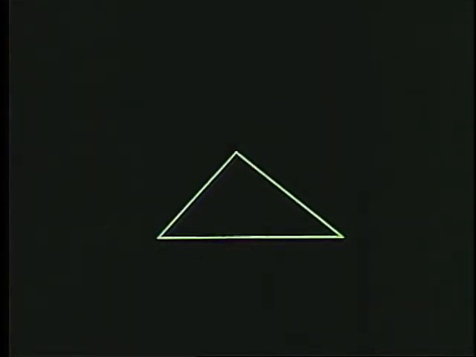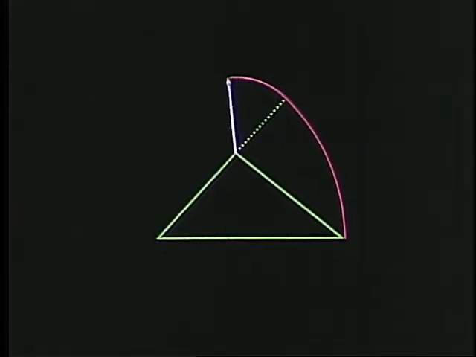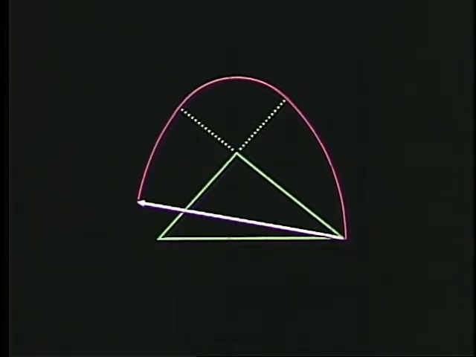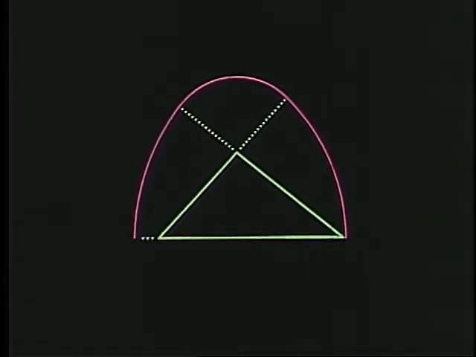A less symmetrical curve of constant width may be obtained from a triangle which is not equilateral. Draw the first arc using the vertex common to the shortest and longest sides as center and the length of the longest side as radius. This curve has at least one corner point.